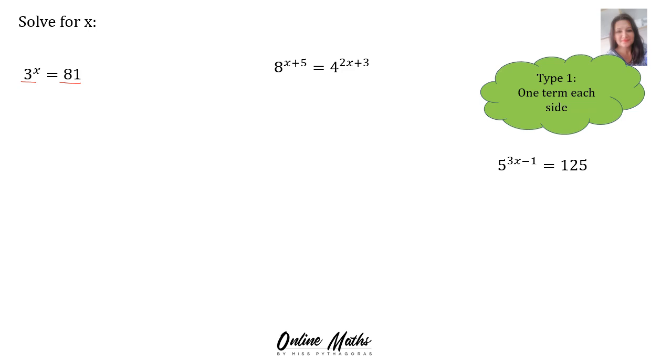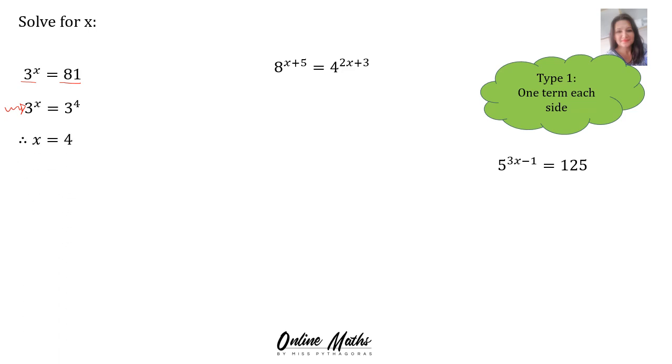And then what you do is prime factorize the 81, and 81 is 3 to the power of 4. Then you say bases are the same, both sides there's a 3 as a base, therefore we equate exponents, and then the answer is x is equal to 4.